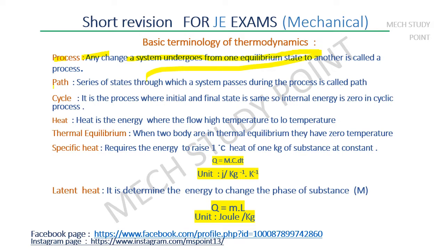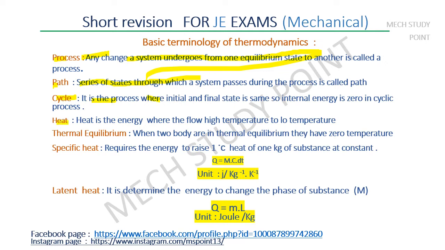Next is the path. The series of states through which a system passes during the process is called the path. Next is the cycle. It is a process where the initial and final state are the same. There is no difference between the internal energy at one point and another. So the initial and final internal energy difference will be zero. It means constant. So the change in internal energy will be zero for a cyclic process.